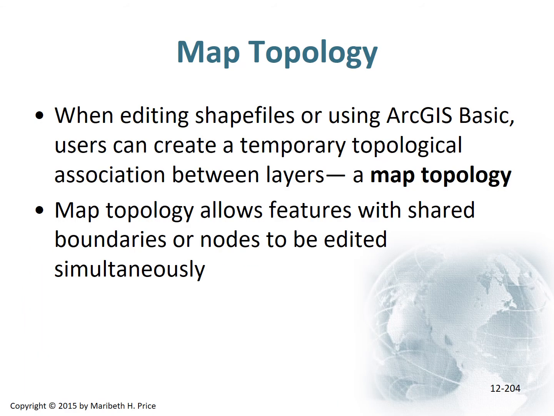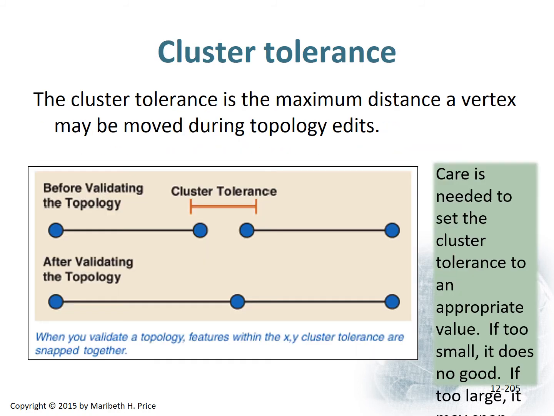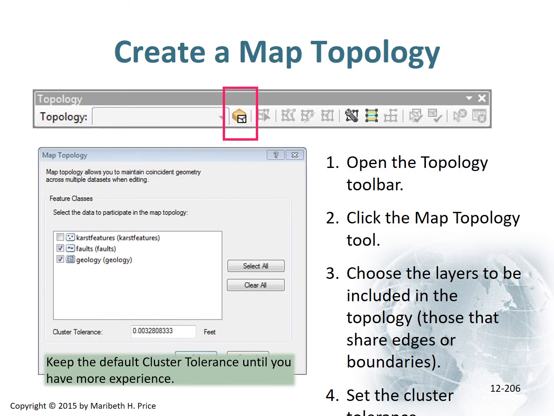Some more examples. Map topology. Map topology allows features to be shared, edges or nodes to be edited simultaneously. Essentially, map topology controls the interactions between all the features. Cluster tolerances, how close does something have to be to actually be something that's combined together. You can set those and adjust them. You just got to be cautious. At some point in time, you'll be ready to create your map topology. Just follow through with the instructions.